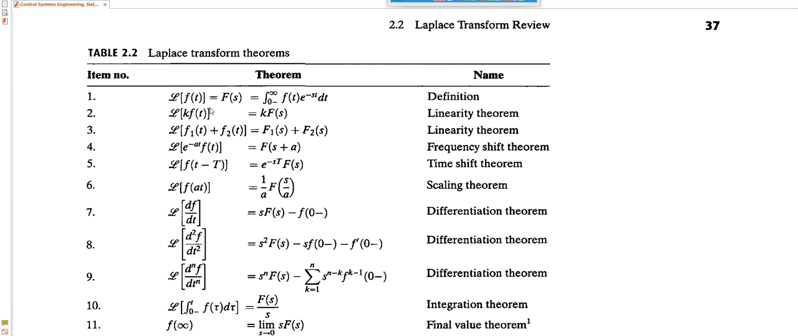So let's understand the linearity theorem. If you have two functions that are added, you can solve the Laplace transform by getting the Laplace transform of f1, then adding the Laplace transform of f2. Then the frequency shift theorem: if you have a function multiplied by e to the negative at, the s is also shifted.